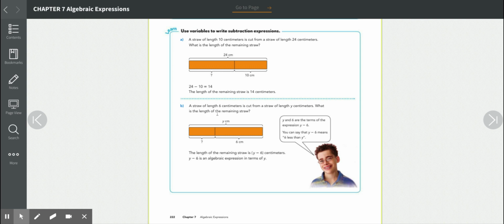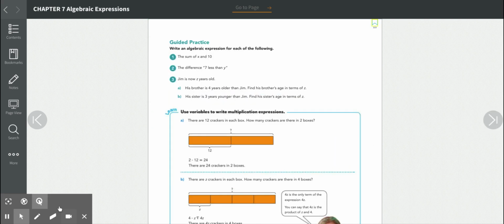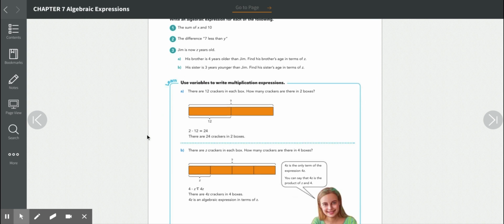Now, if I take a straw of length 6 centimeters and I cut it from a straw of length y centimeters, we want to know what the length of the remaining straw is. So I have to take 6 away from y. So I'm going to do y minus 6, and that's what is left over. You can also say 6 less than y. All right, so you are going to do the guided practice after we're finished with the video.